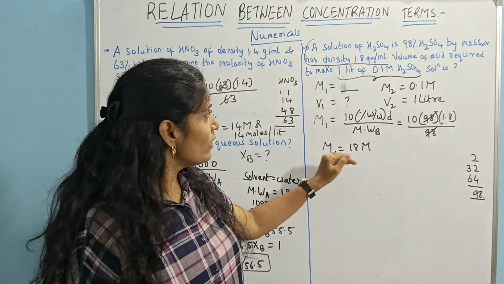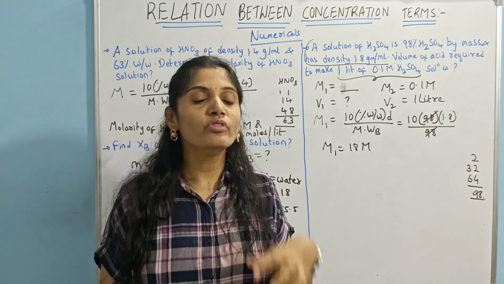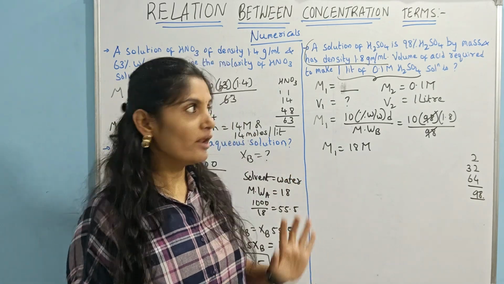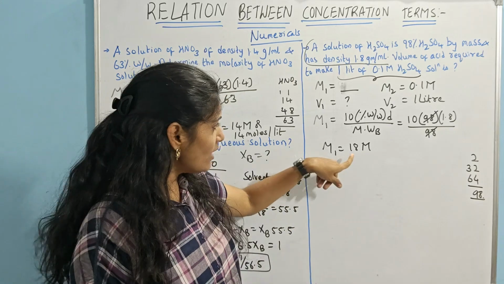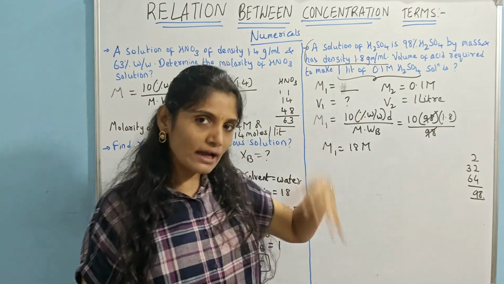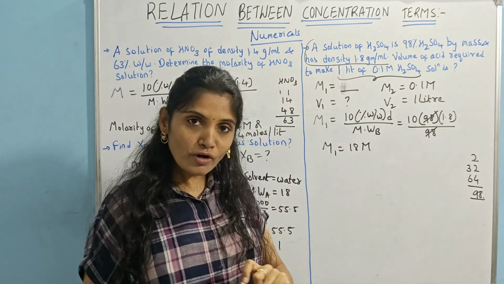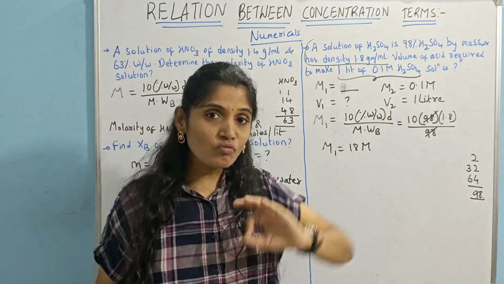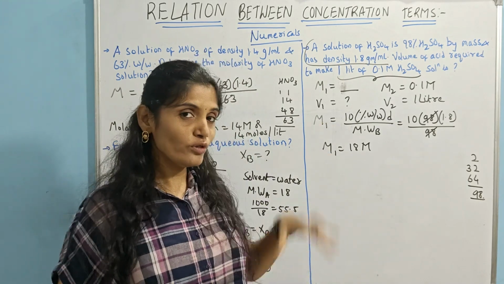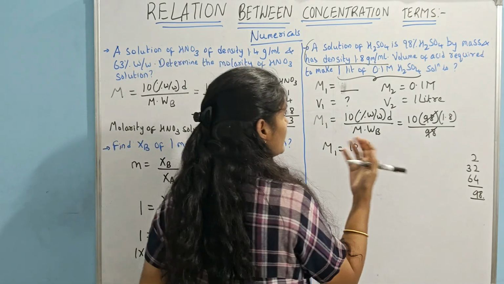Now I have the molarity of the H2SO4 which is initially taken. But I don't know the volume of the H2SO4 I have taken initially, whose molarity is 18 molar. I have diluted a solution of H2SO4 whose molarity is 18 molar. When I diluted the solution, the final molarity has come to 0.1 molar and the final volume has come to 1 liter. I know the molarity of the initial H2SO4 solution, but I don't know its volume, so I need to calculate it.